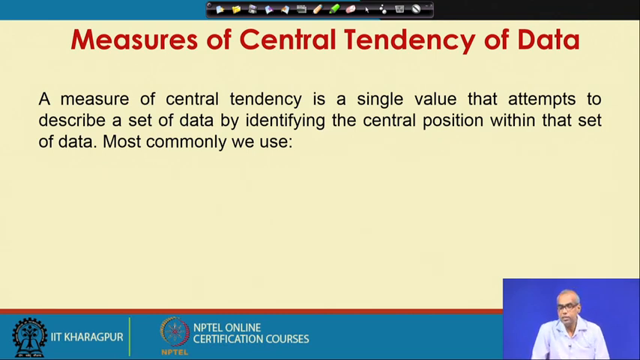Measures of central tendency of data. A measure of central tendency is a single value that attempts to describe a set of data by identifying the central position within that set of data. Imagine you have taken an instrument and you are measuring a quantity several times. So, you have a set of data.